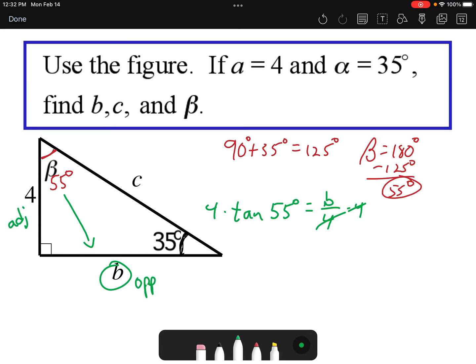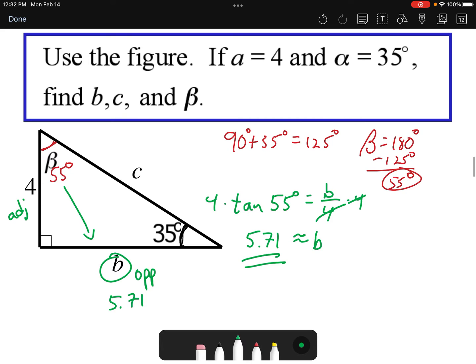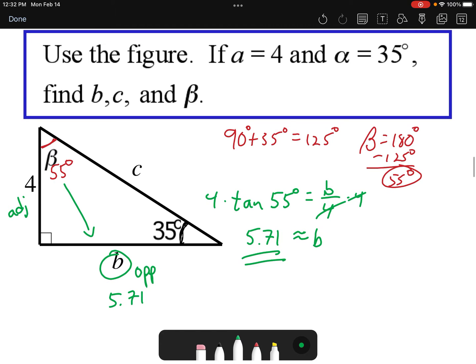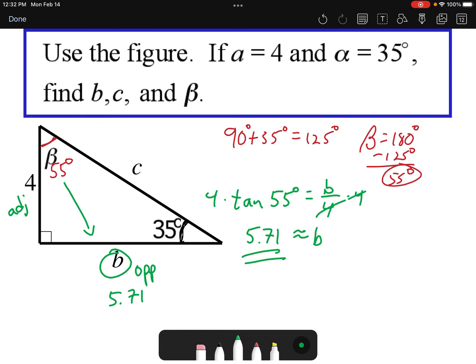So on my calculator now, I change my mode to degrees. And once I do that, I can type 4 tangent 55 straight into my calculator, and b is approximately, to 2 decimal places, 5.71. Now, we want to avoid using this number to find c. The reason is because it will be an approximation of an approximation. Now, sometimes we have to do that, but in this case, we don't have to.